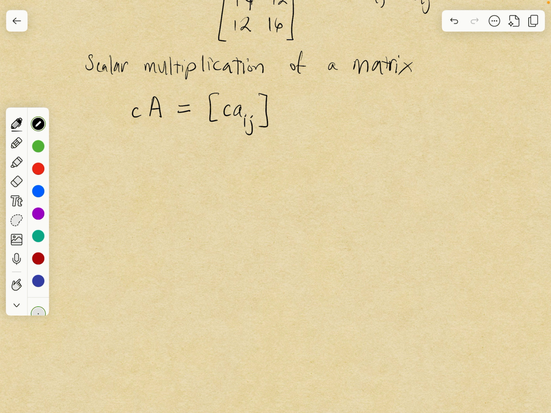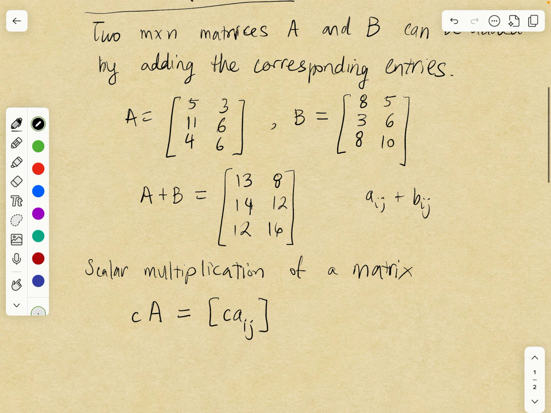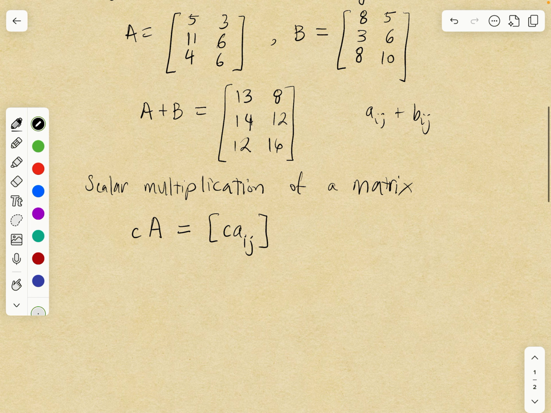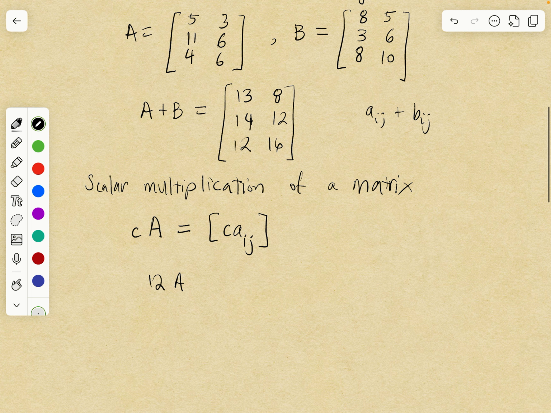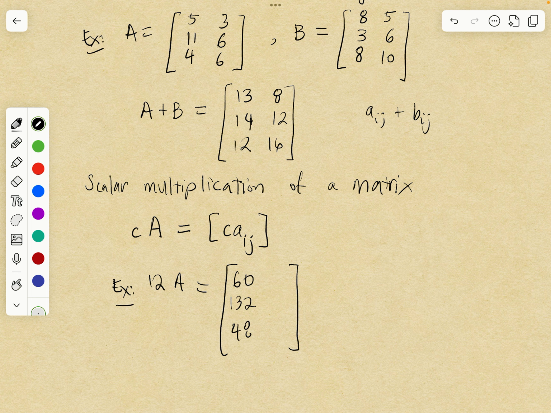So for instance, if you have that first matrix A, let's say you multiply it by 12. So 12A, here's an example. 12A is just going to be what you get by multiplying each entry by 12. So you're going to get 60, 132, 48, 36, 72, 72.